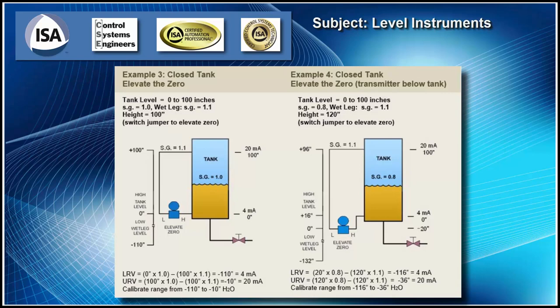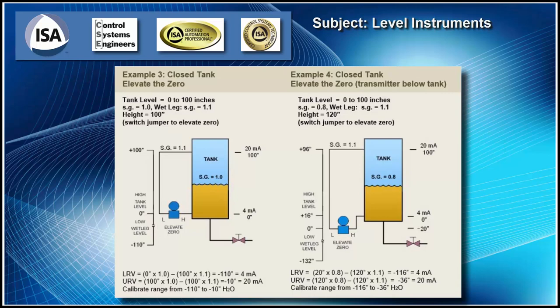All the transmitter will see is the weight of the water or the fill fluid in the wet leg on the low side and the weight of the process fluid in the tank. And it'll measure the difference of the process fluid and the reference leg or wet leg. The pressure inside the tank will cancel out. So here our wet leg has specific gravity of 1.1. We filled it up with something and we're going up 100 inches.